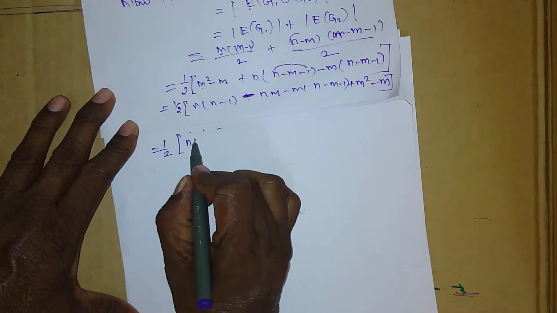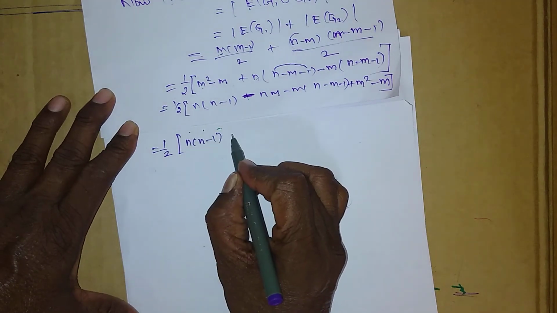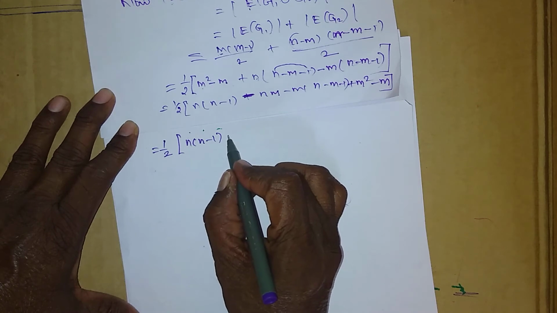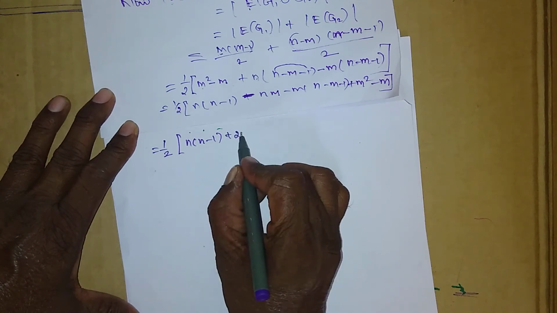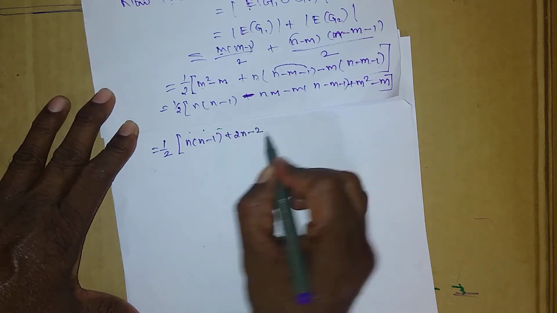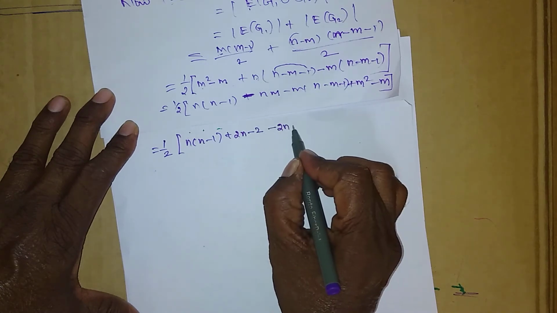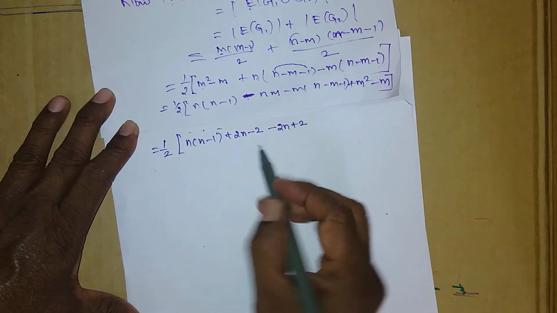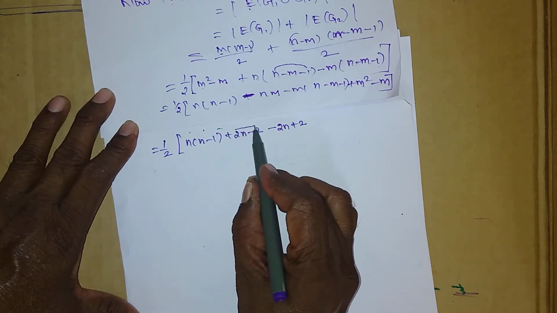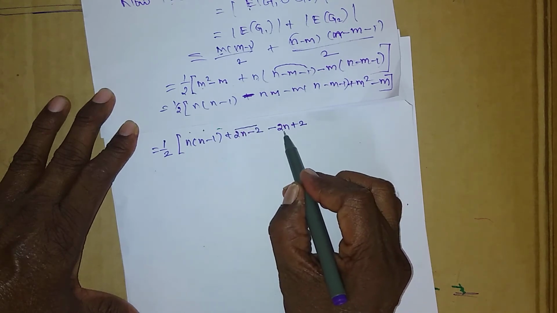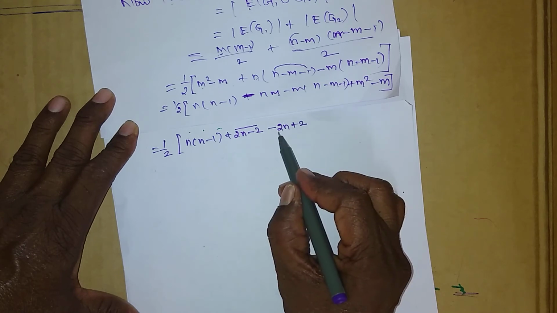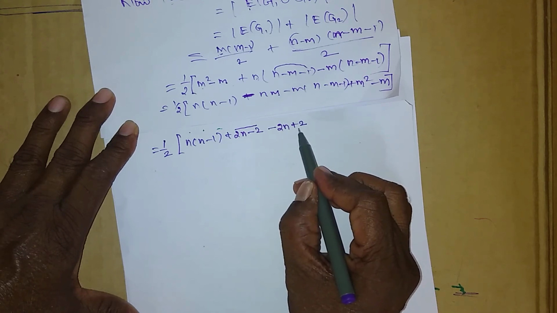This n into n minus 1, adding 2n minus 2 plus, and subtracting 2n minus 2. Adding and subtracting 2n minus 2. Therefore, it becomes plus 2. Adding 2n minus 2 and subtracting 2n minus 2 means this is plus 2n, minus 2 becomes plus.